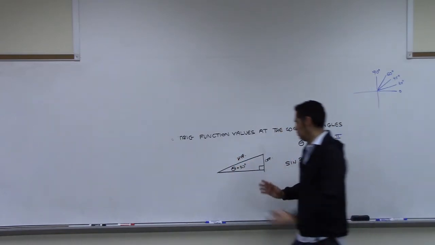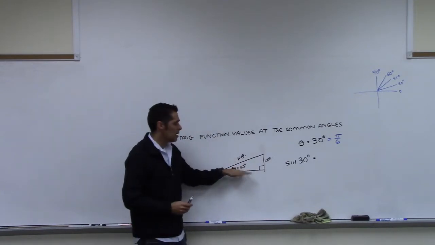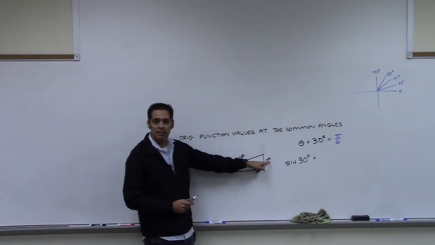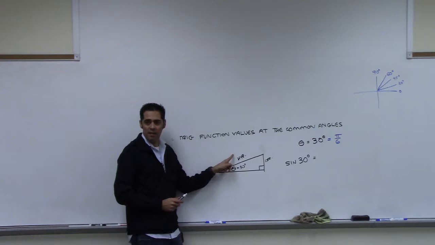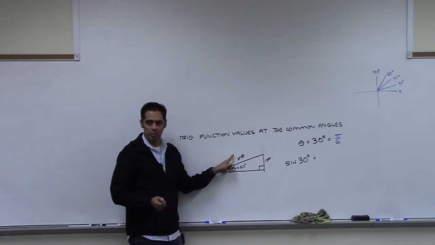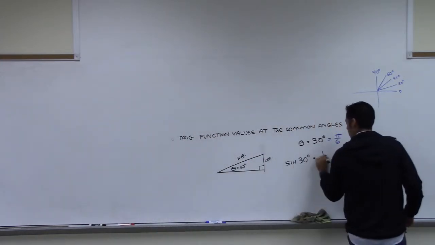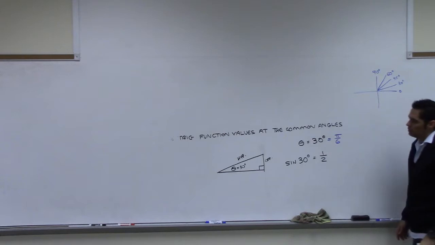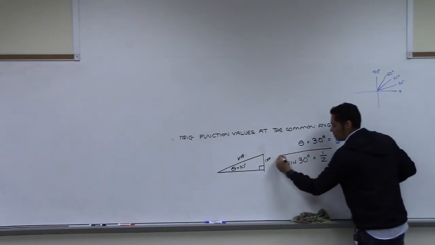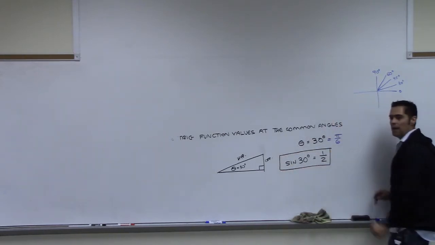If your angle is 30 degrees, then when you take this side and divide it by this side, you are going to get a number. And that number is going to be 1/2. Always. I am providing that as a fact to you. Sine of 30 degrees is 1/2.